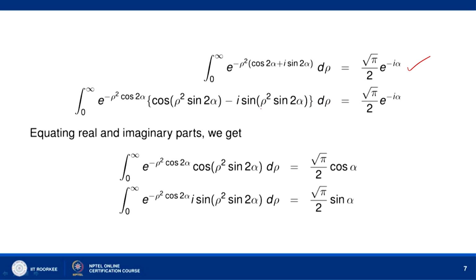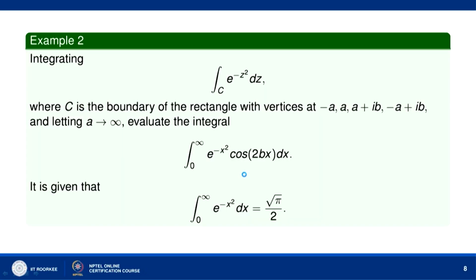Now, let us put real and imaginary parts. This is root pi by 2 (cos alpha minus i sin alpha). So, the integral 0 to infinity e to the power minus rho square cos 2 alpha cos of rho square sin 2 alpha d rho is equal to root pi by 2 cos alpha, and the integral 0 to infinity e to the power minus rho square cos 2 alpha sin of rho square sin 2 alpha d rho equals root pi by 2 sin alpha. So, this proves parts A and B, and as I said, part C can be obtained from here by taking alpha equal to pi by 4. So, we get part C.